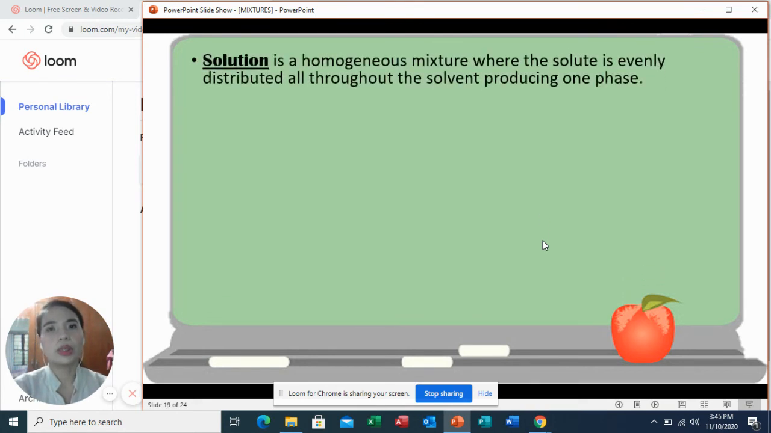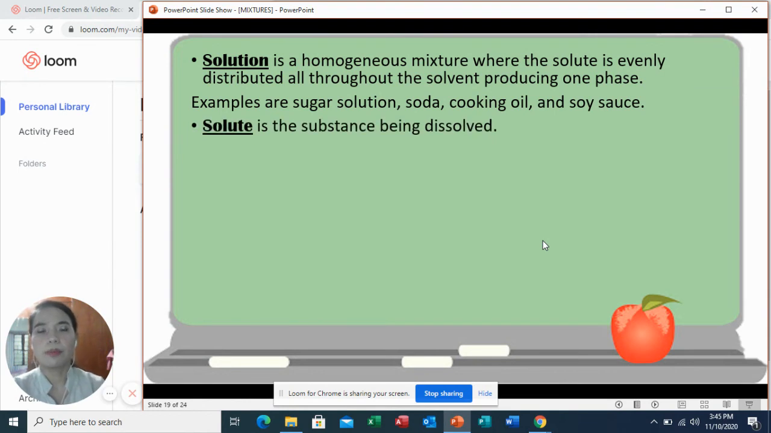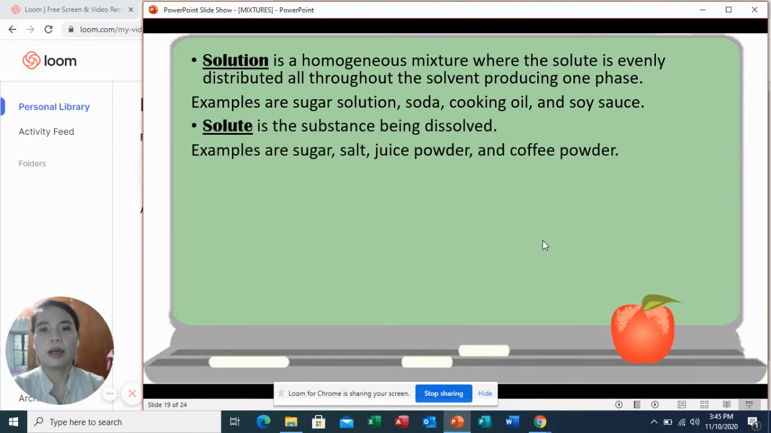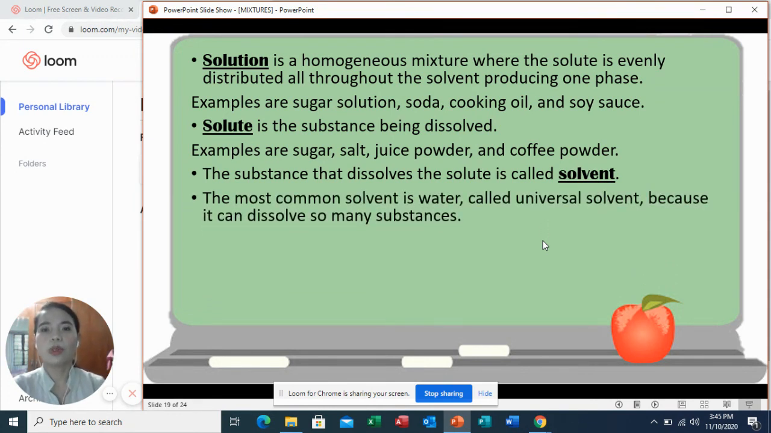Remember also that solution is a homogeneous mixture, where the solute is evenly distributed all throughout the solvent producing one phase. Examples are sugar solution, soda, cooking oil, and soy sauce, and some more. Solute is the substance being dissolved. Examples are sugar, salt, juice powder, coffee powder, and so on. The substance that dissolves a solute is called solvent. The most common solvent is water. It is also known as the universal solvent because it can dissolve so many substances.